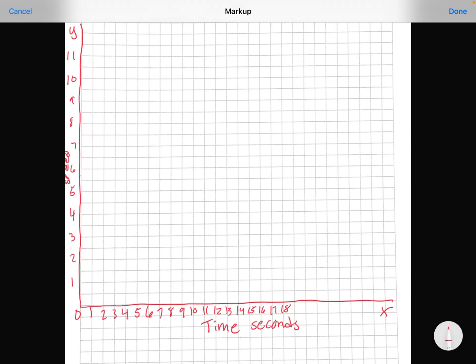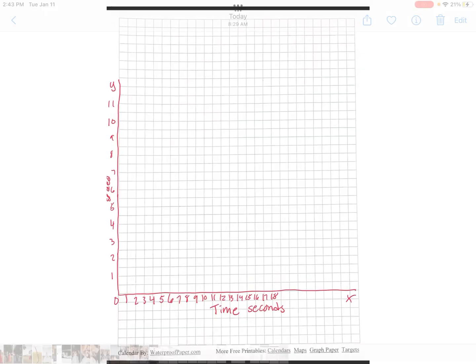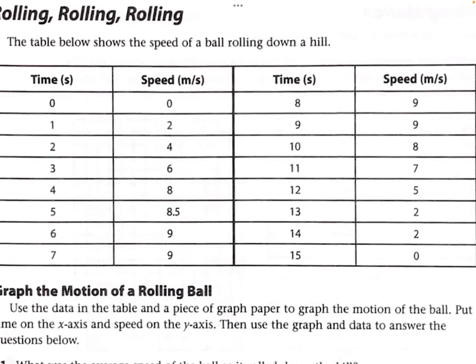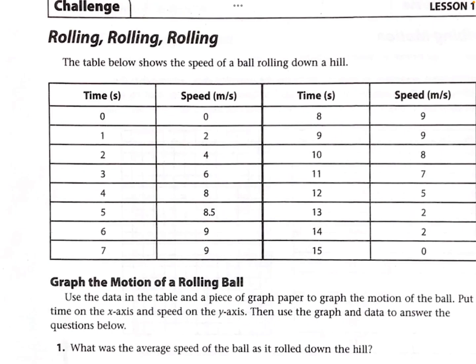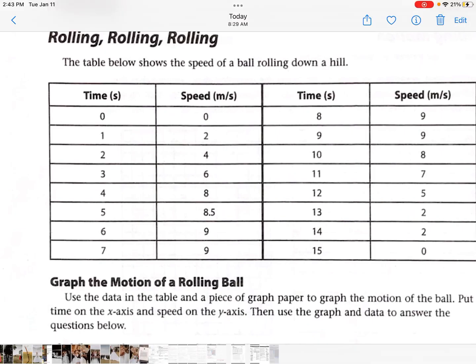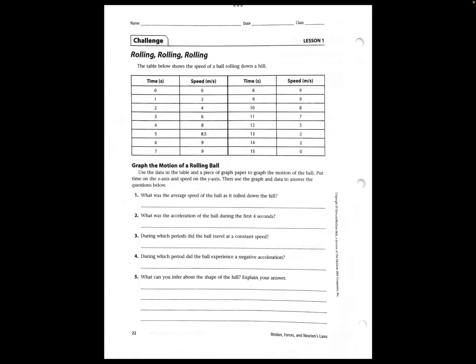Okay, now let's plot our points. Let's look here. Starting at 0 seconds, our speed is 0. So plot your point at 0. For our first second, our speed is 2. For our second second, our speed is 4.